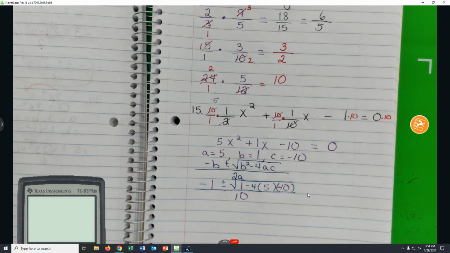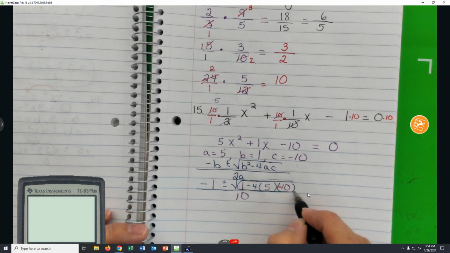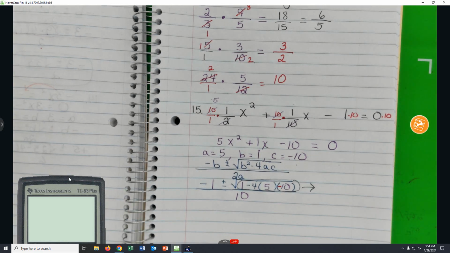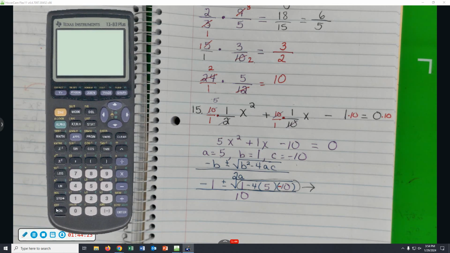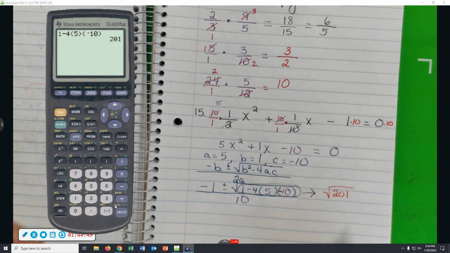Well, let's now simplify under the square root. Let me clear this off. So we have 1 minus 4 times 5 times a negative 10. That's going to be 1 plus 200, 201. Are we going to have an i in our answer? No. Okay.